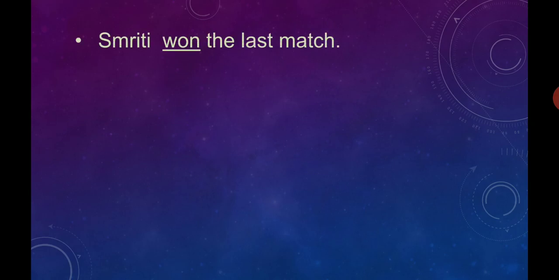Next is Smriti won the last match. Which is the underlined word? Won. It is an irregular verb. It means win becomes won in the past form. And what is the another hinting word? Yes, last is the hint word for us. If you don't understand that won is the past form of win, then pick out the word last from the sentence, and from this word you can identify that the tense is in a past form. So it will be the simple past tense.